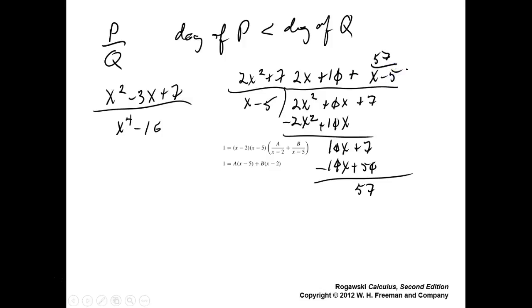Well, why do we do that? Well, if in the first place we were trying to integrate that initial expression, what we do is now we integrate this expression: the integral of 2x plus 10, plus the integral of 57 over x minus 5.